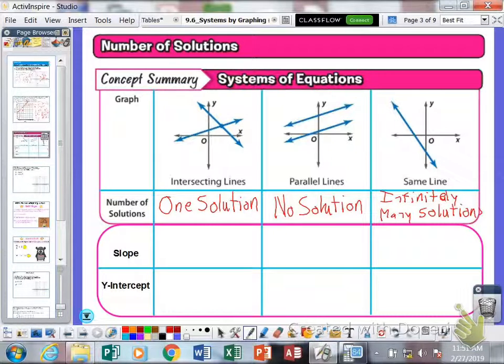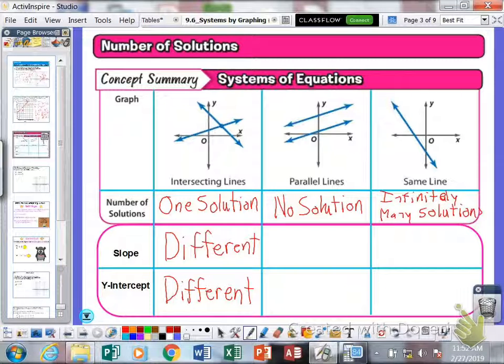Alright, so our slope for intersecting lines is going to be different because they are two different lines. And then our y-intercept for intersecting lines, that would also be different because again they are two different lines with different equations.